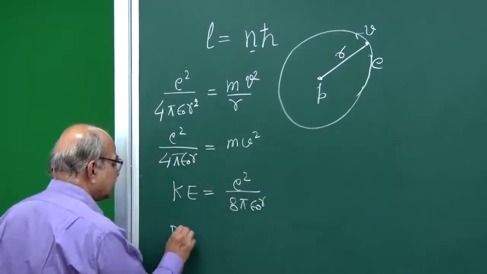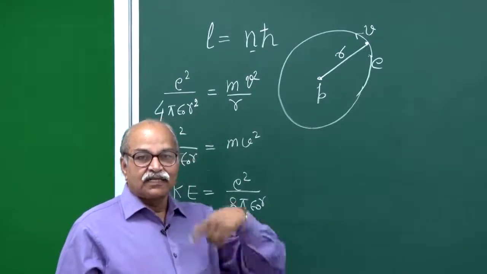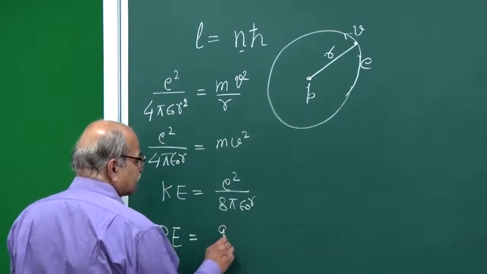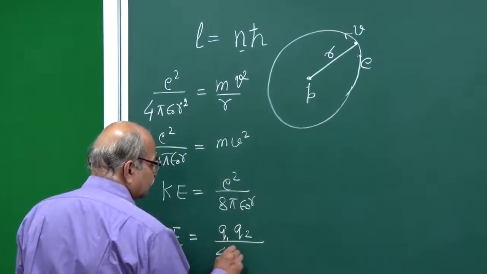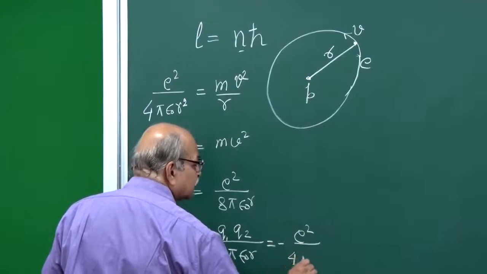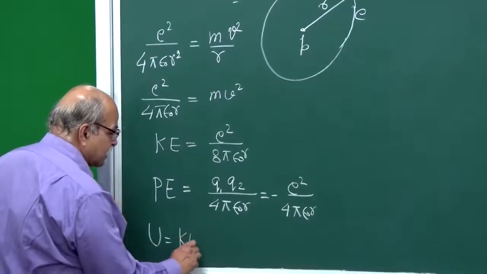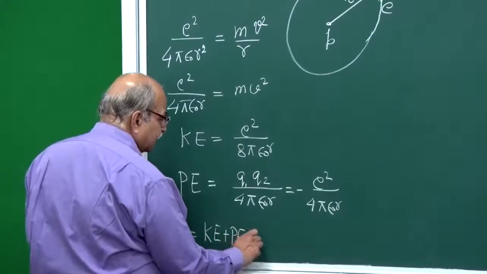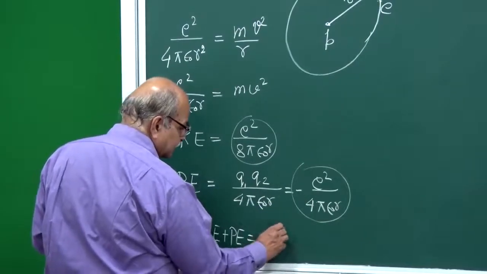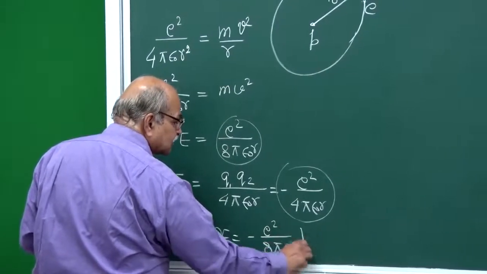And the potential energy is q1 q2 divided by 4 pi epsilon naught r. Here the electron has negative charge and the proton has positive charge, so this potential energy is minus E square over 4 pi epsilon naught r. The total energy U is kinetic energy plus potential energy. You add these two and you get minus E square over 8 pi epsilon naught r. So this is the total energy.